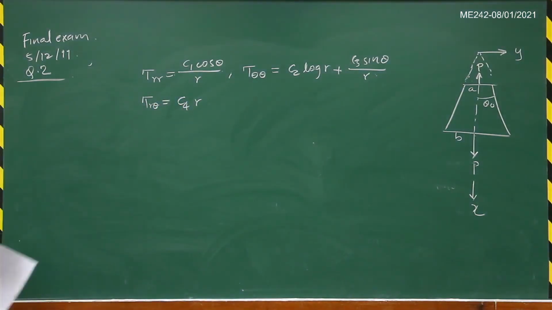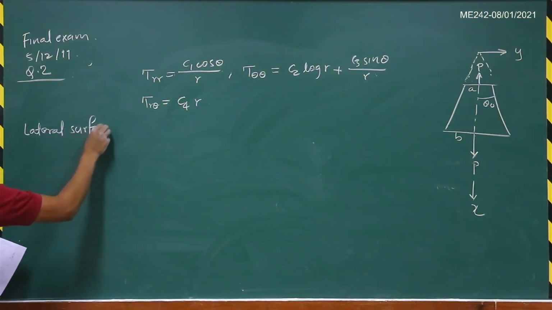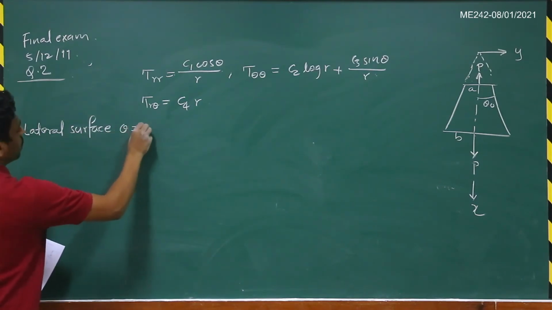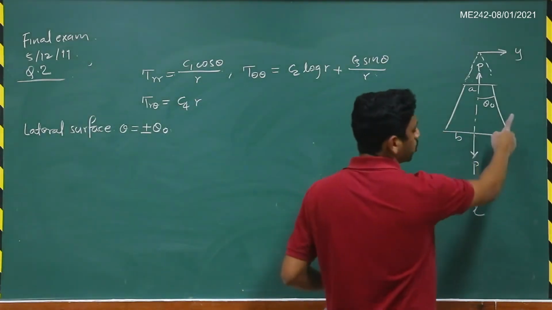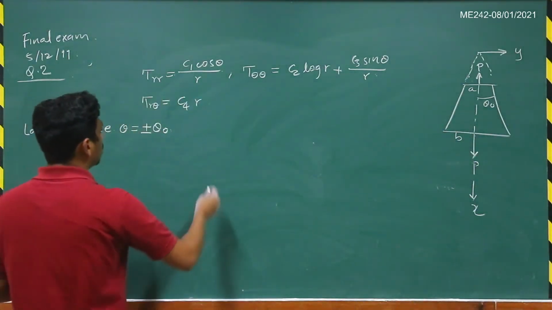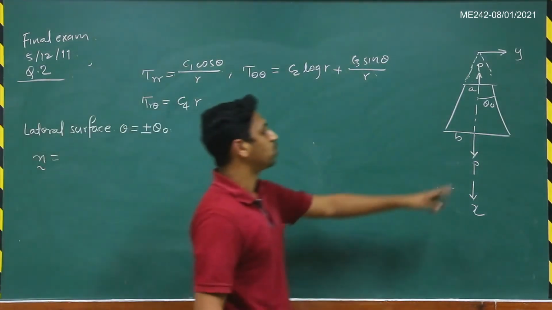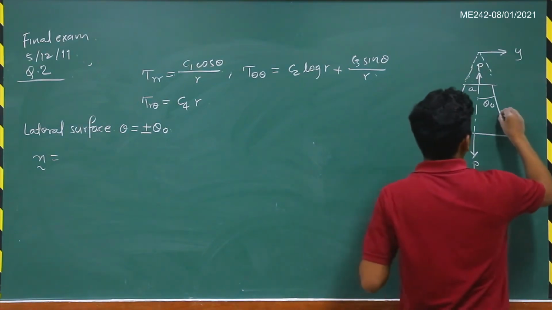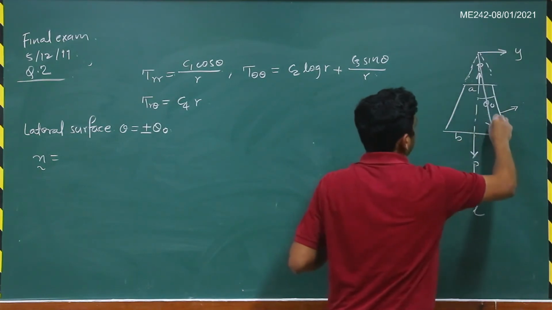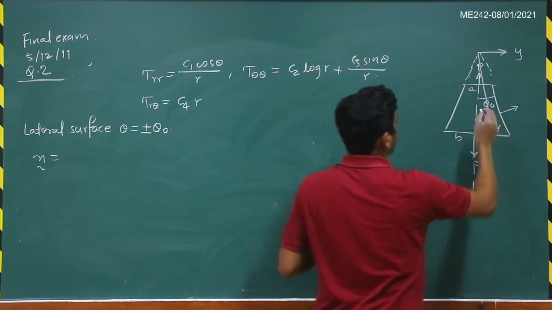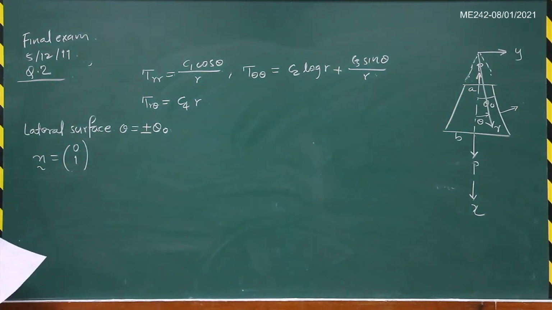Okay, so we'll discuss just boundary conditions. We'll take first the lateral surface, which is theta equals plus minus theta naught. So these surfaces are traction free. There is no traction being applied on this particular surface. So normal to this surface, suppose we take only theta equals theta naught, so the normal will be along e theta direction. So this is our R, this is our theta. So normal we can write in R theta coordinate system as 0, 1.